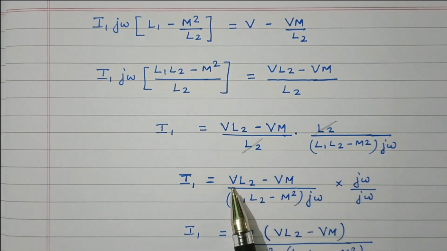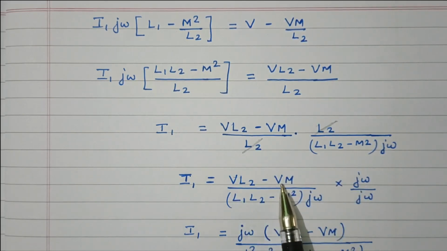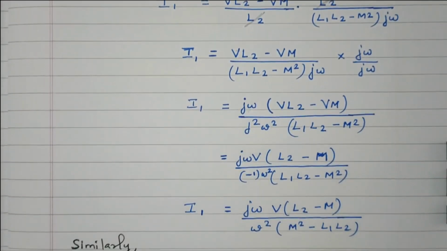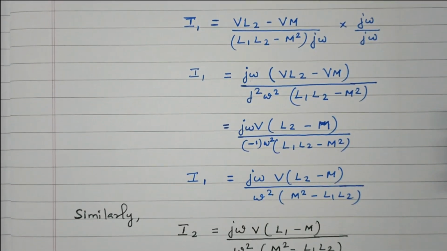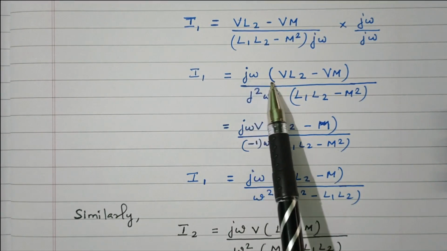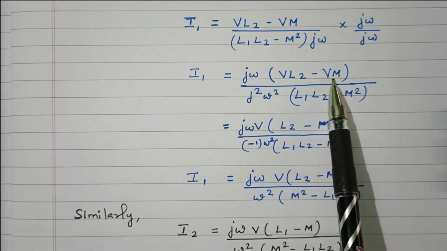So what we have is V L2 minus Vm divided by L1 L2 minus M square into J omega. In order to bring the J omega into the numerator, it is multiplied and divided by J omega. Now we'll see how we are simplifying this expression. So this J omega is available here: J omega into V L2 minus Vm.